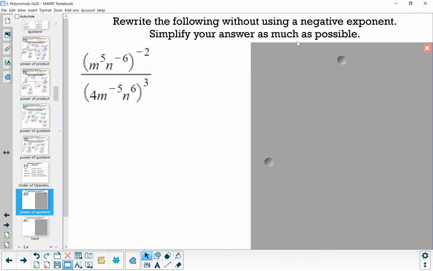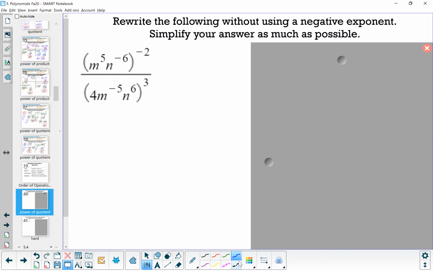So we have here (m to the fifth n to the negative 6) to the negative 2 power divided by (4m to the negative 5 n to the 6) cubed. So you want to remember your order of operations. So we have here a group in the numerator, and the group in the numerator, we have it being raised to a power. So there's our exponent.